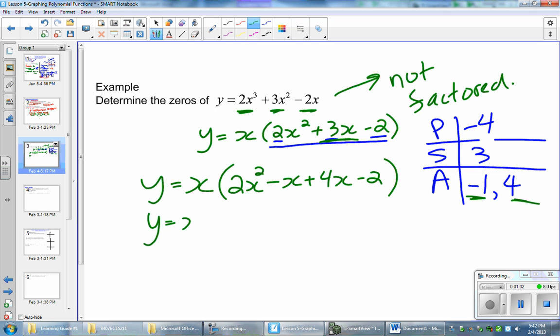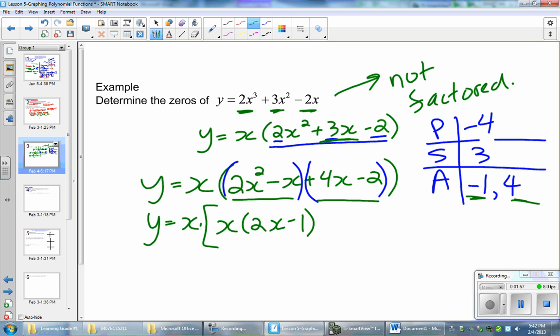y is equal to x times, now we want to factor by grouping. So group these two terms and group these two terms. And we're going to factor out anything that is common to those groups. So I'm going to use square brackets here. So looking at the first group, what's common is the x. So factor out the x, and I'm left with 2x minus 1. Taking a look at the second group, I can factor out a positive 2. So factor out positive 2, and what I have left is 2x minus 1. Close it with those square brackets.